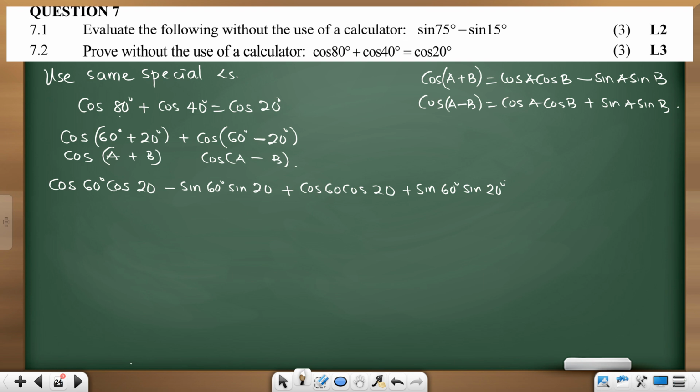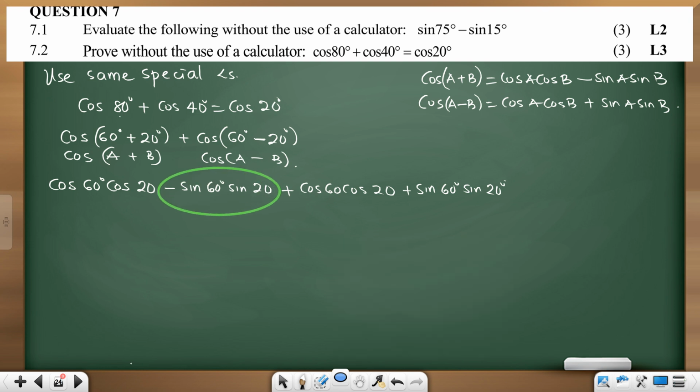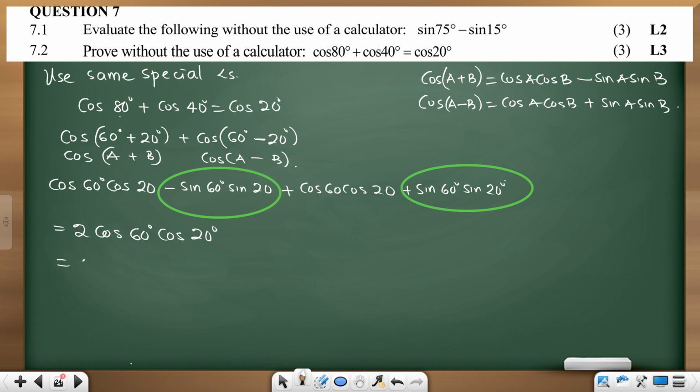Check. We can then use any of the... Let's see. Does anyone cancel out? Yes. That cancels out, right? Oh, beautiful. So these two are the same. What would it give me? 2 cos 60 cos 20. What is cos 60? It's half.